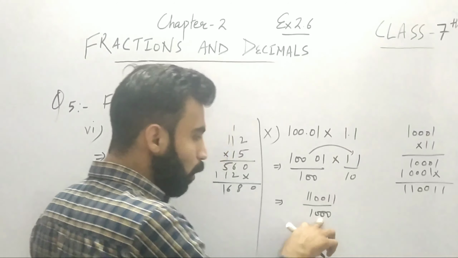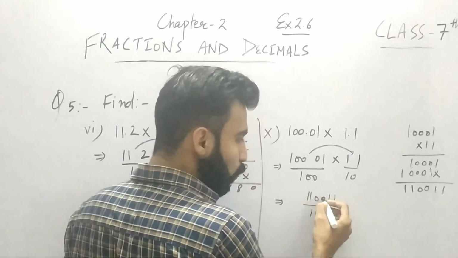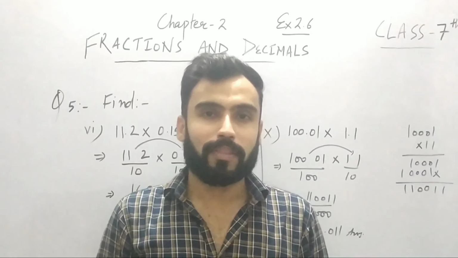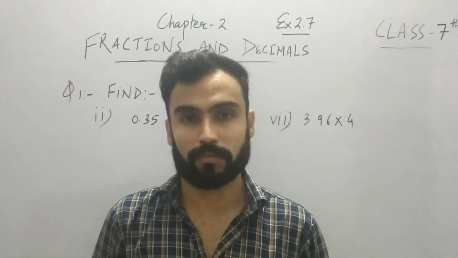Now the number of zeros in the denominator is 3. So simply put the decimal before the last 3 digits. That means here. So 110.011. This is our answer to the product of these two decimal numbers. So it is as simple as that. Just remove the decimal, then multiply, then put the decimal. That's all. So students, now we are done with exercise 2.6.